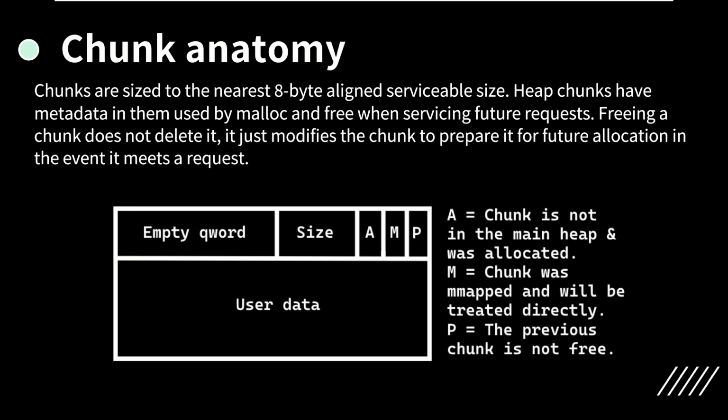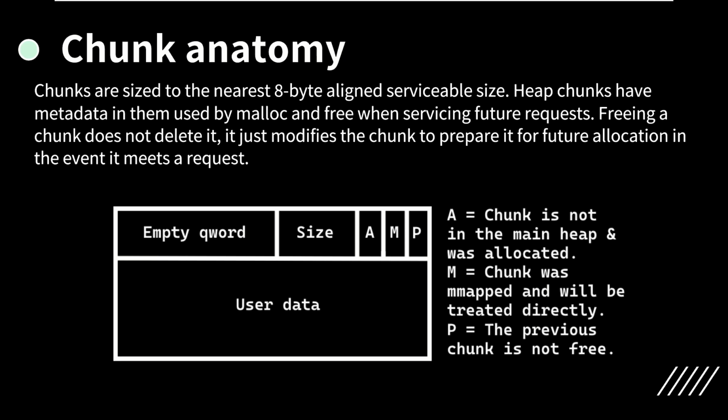Chunk anatomy. When you call malloc with a specific size, it returns a pointer to the chunk it allocated on the heap. Chunks are sized to the nearest 8-byte aligned serviceable size. That means if I request a size of like 8, it's going to be serviced to 0x20, because that's the smallest heap size you can have, right?